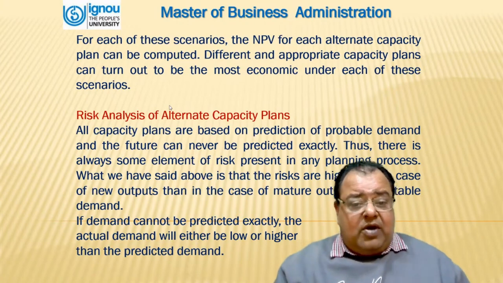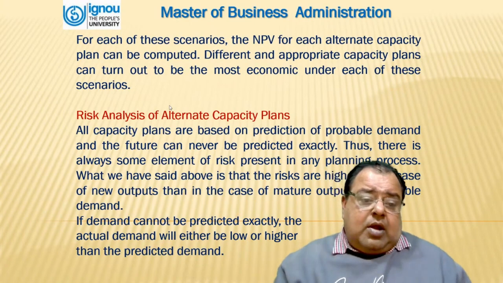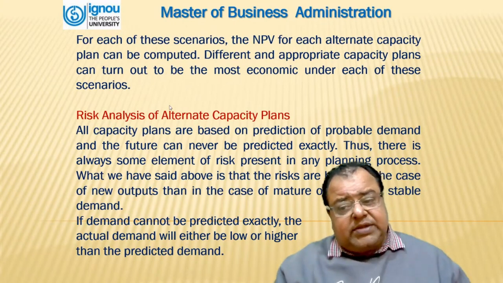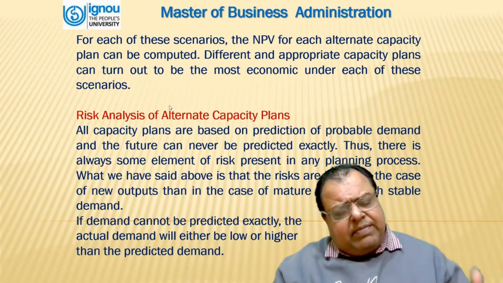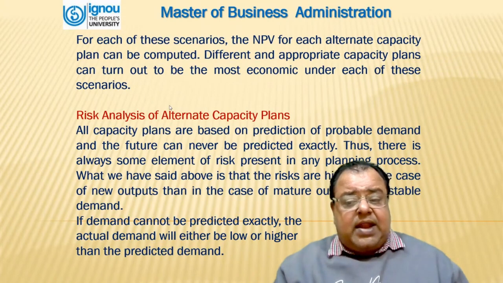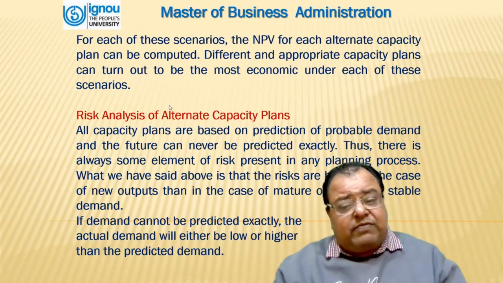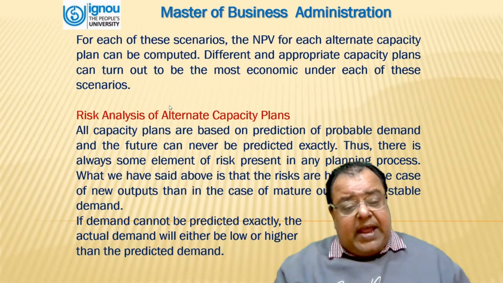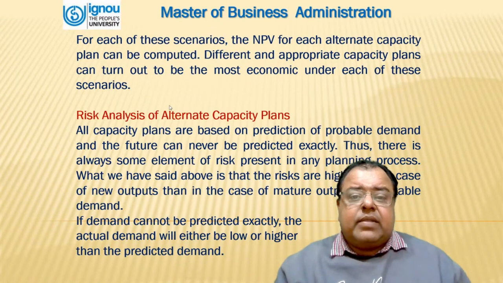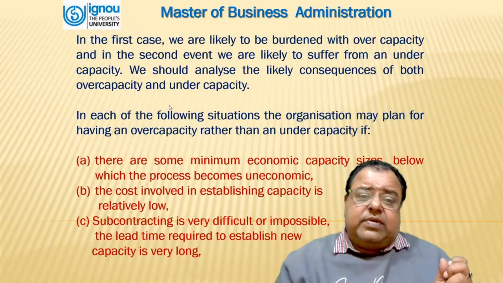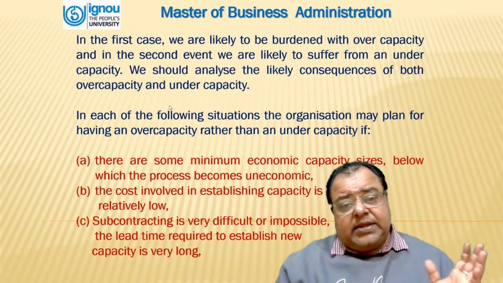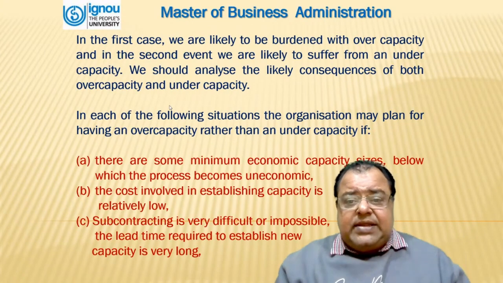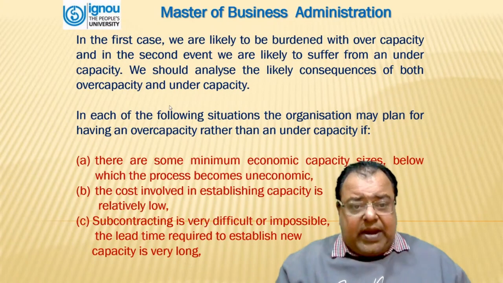Then comes risk analysis of alternate capacity plans. All capacity plans are based on prediction of probable demand, and the future can never be predicted exactly. Thus, there is always some element of risk present in any planning process. The risks are higher in the case of new outputs than in the case of mature outputs with stable demand. If demand cannot be predicted exactly, the actual demand will either be lower or higher than the predicted demand. In the first case, we are likely to be burdened with overcapacity, and in the second event, we are likely to suffer from undercapacity. We should analyze the likely consequences of both overcapacity and undercapacity.